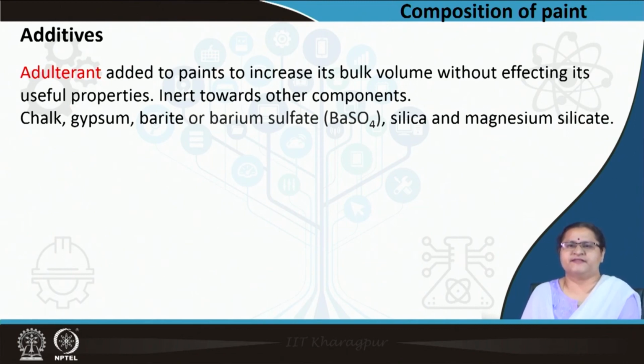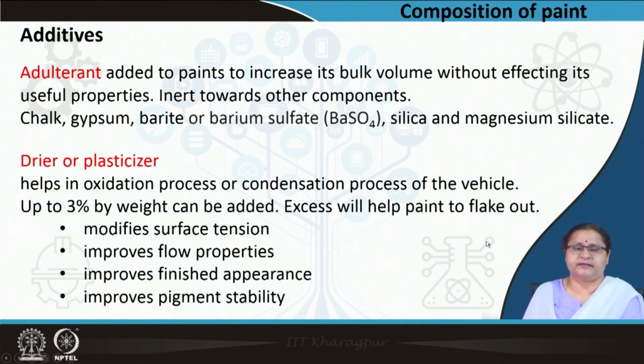So, chalk, gypsum, baryate, which is barium sulfate, silica, magnesium silicate, these all can go as additives, these all can go as adulterants, which are additives. The other is the plasticizers or dryers. So, these can be added up to 3%, helps in the oxidation process or condensation process of the vehicle. And if you add excess of it, the paint may break or flake out.